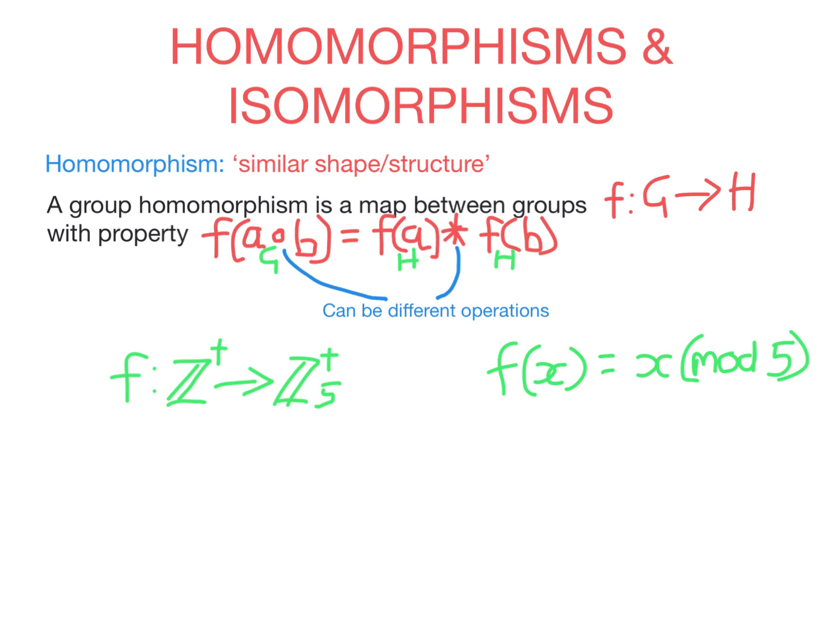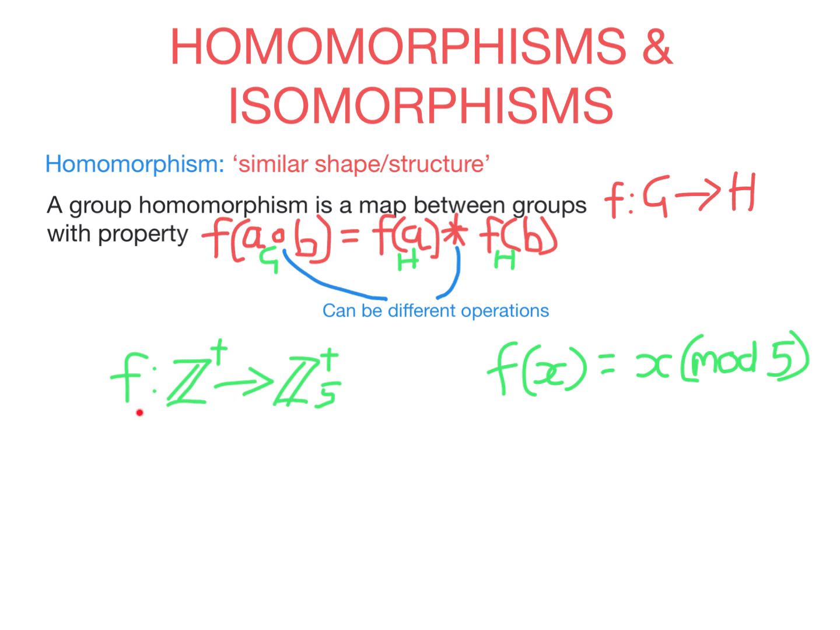It's saying that under this map, it doesn't matter if you perform the operation first in G, then map it, you will get the same outcome as if you map each of the elements individually and then perform the operation in H. Now note here, this and this denote arbitrary operations. They can be different. For example, this could be multiplication and this could be addition. So let's look at an example of a homomorphism and hopefully understand why they're important.